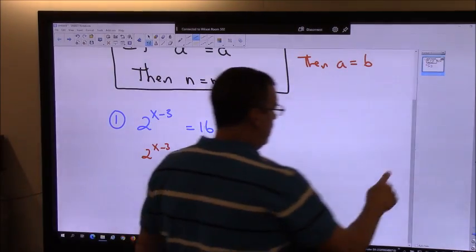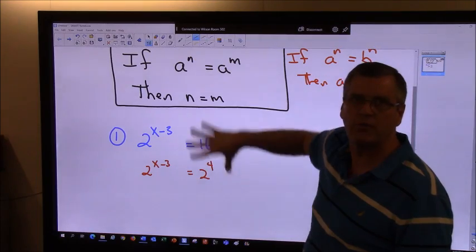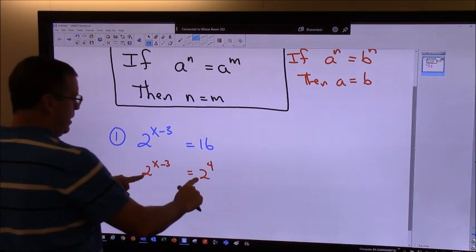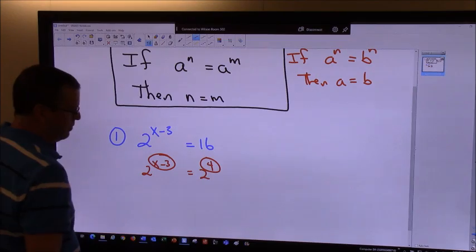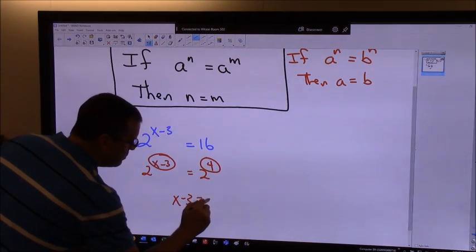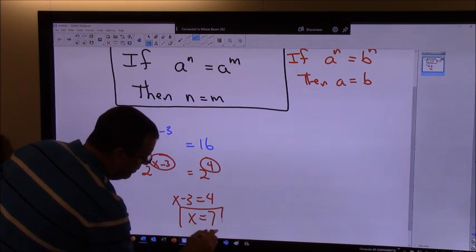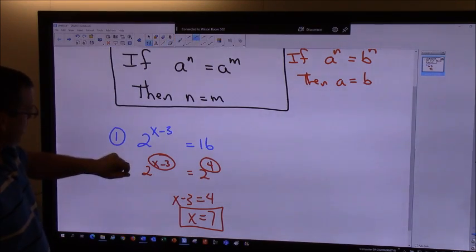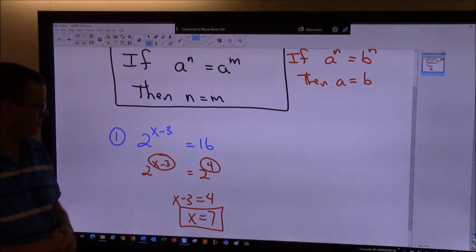Okay, so a lot of times we say, if our problem doesn't look the way that we want it to look, we got to make it look that way, right? And so that's what I've done. I've just made it look like this. So if those two bases are the same and these are equal to each other, the only way that happens is if those exponents are equal. So x minus 3 has to equal 4. If I move that over and add 3, I get x equals 7. There it is. So if I want to just double check my answer now, I could go back here and say, all right, let's put a 7 in here. 7 minus 3 is 4. 2 to the 4th power is 16, so that works.